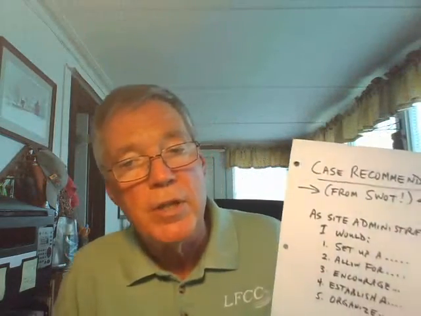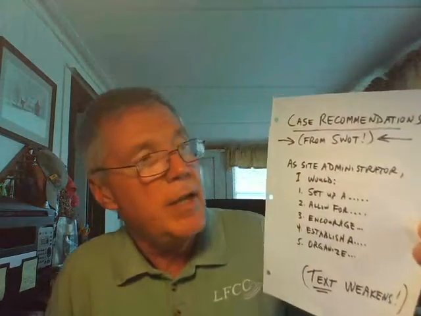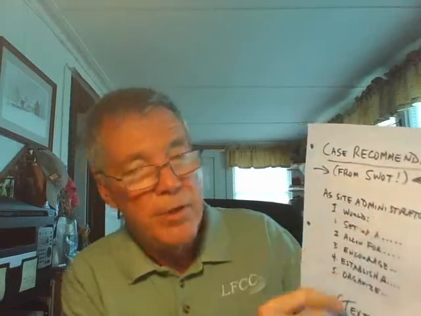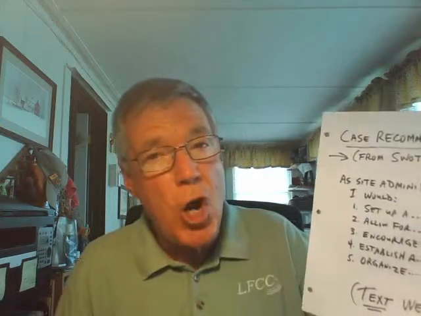Okay, and then finally, the SWOT is 50 points. The summary is 20 points. The SWOT is 50, and then your case recommendations, as if you were a site administrator. Get your recommendations from the SWOT. If you have weaknesses, what are you going to do about them? If you have opportunities, how are you going to put them in place? If you have strengths, how are you going to enhance them and do more of that? And if you have threats, how are you going to guard against them?